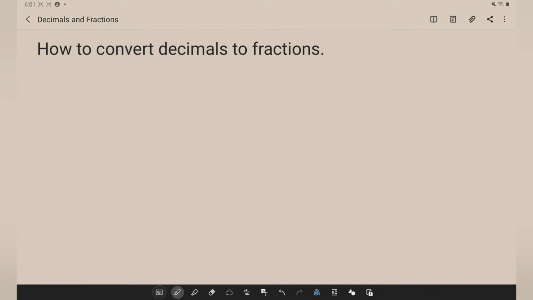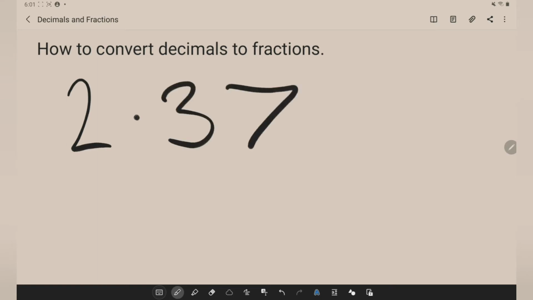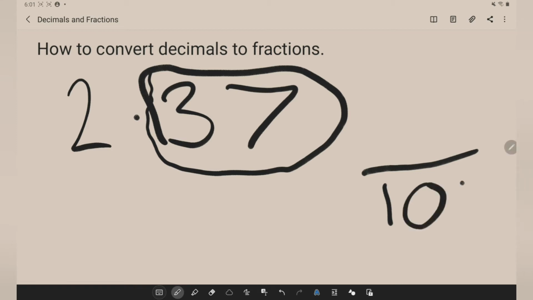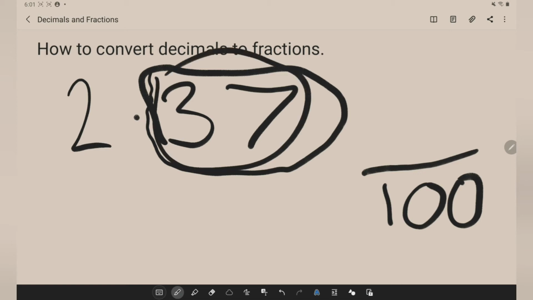Now, how do you convert decimals to fractions? Let's take an example, 2.37 again. So how do you convert this to a fraction? Well, first you need to see how many numbers there are after the decimal point, which is 2. So first we'll write a 1, and the number of numbers after the decimal point is the number of zeros we are going to put in the denominator after 1. So we have 2, so we are going to give 2 zeros. That means we are dividing by 100, and this 37 will go on top of the 100.